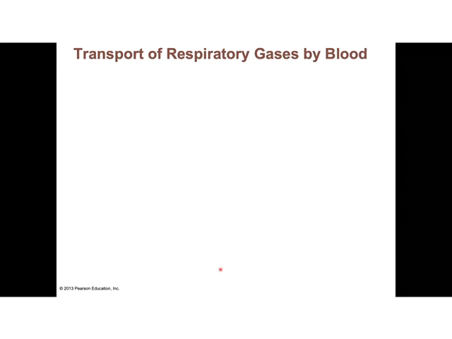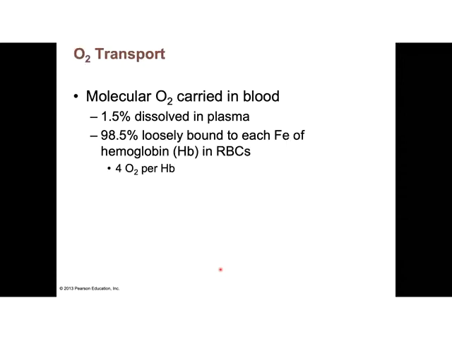All about diffusion gradients. How do we move oxygen and CO2? The main way we move oxygen is bound to hemoglobin. Bottom line, 1.5% is dissolved in plasma. That's pathetically little. Right? We couldn't live on that, okay? So we needed a vehicle in the blood to transport the oxygen, and that's where the hemoglobin comes in, okay? 4 oxygens per hemoglobin molecule, millions of hemoglobin molecules in any red blood cell.